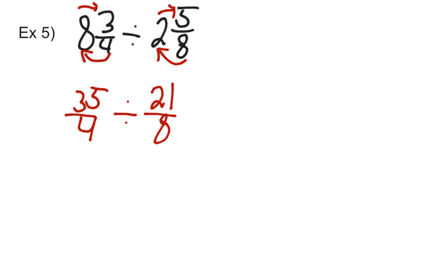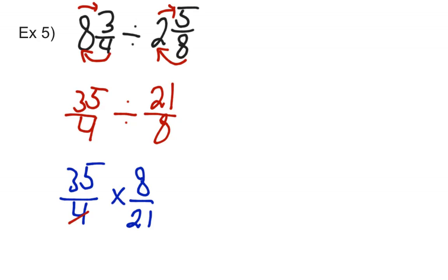Now we can do leave it, change it, flip it. So the 35 over 4, I'm going to rewrite that. 35 over 4, I'm going to leave it. The division, I change it to multiplication. 21 over 8, we flip it and make it 8 over 21. Okay, I hope you tried to reduce. I see a couple of them.